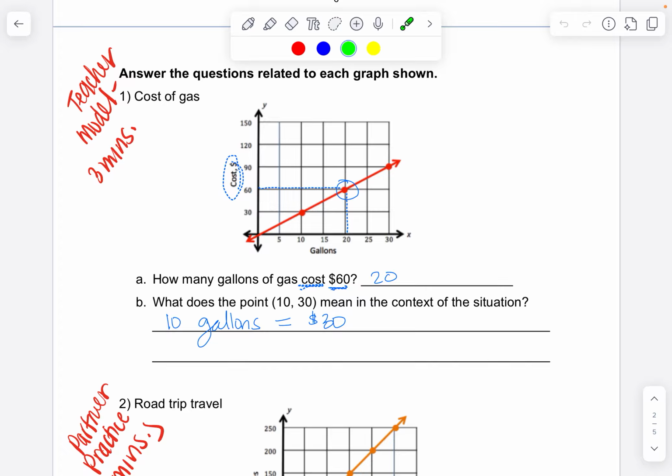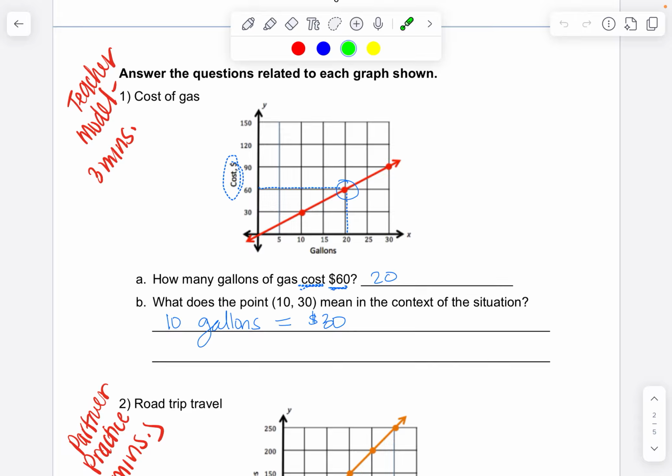Then we go into this question, how many gallons of gas cost $60, right? They're giving us information about the cost being $60. So we want to make sure that we're looking at the cost and $60 specifically to find the answer to that question. I'm looking for how many gallons of gas will cost $60, and I end up at this point right here, which tells me that 20 gallons of gas will cost $60.